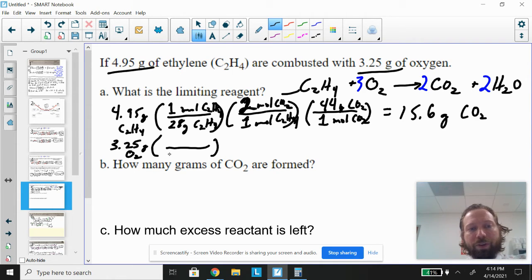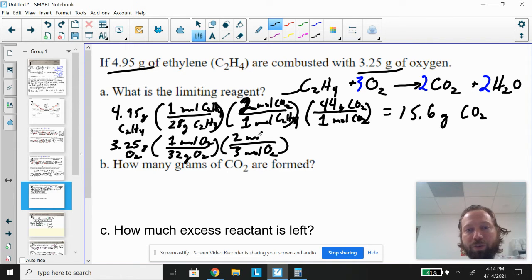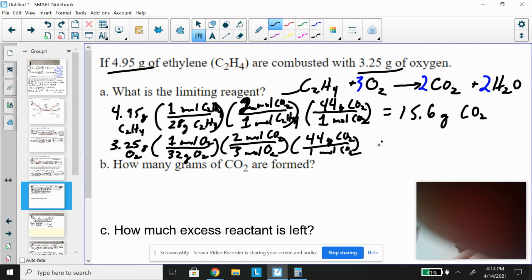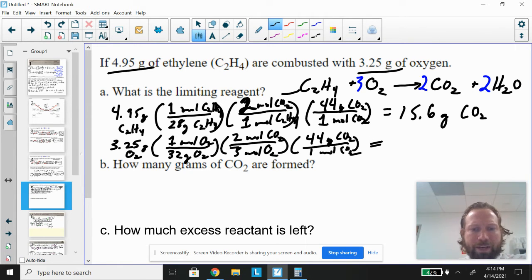So we're going to do molar mass again. 32 grams of O2 for every 1 mole. The ratio would be 3 moles of O2 for every 2 moles of CO2. And similarly, we have 44 grams of CO2 for every 1 mole of CO2. And finally, I do my math: 3.25 divided by 32 times 2 divided by 3 times 44.